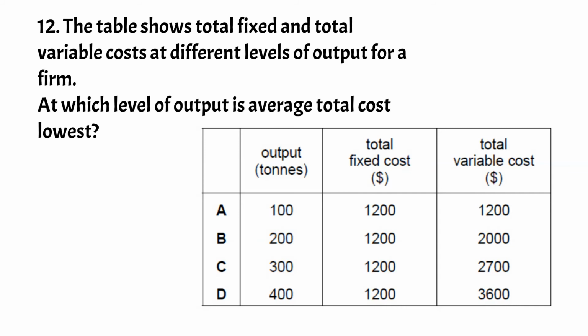The average total cost is the total cost divided by the output. From the above examples, we can see D has an average cost of $12. This is the lowest average cost.